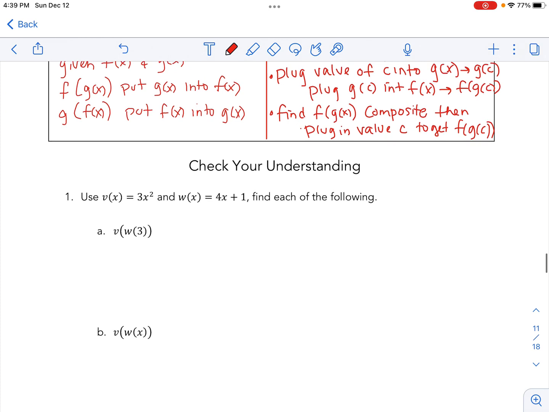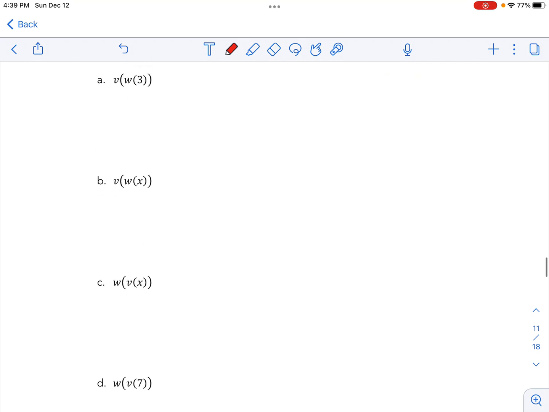So that's what you're going to be practicing here with these checking your understanding questions. You're going to be practicing substituting in and working with that composite notation, substituting in values or substituting in variables, and just coming up with that composite function.